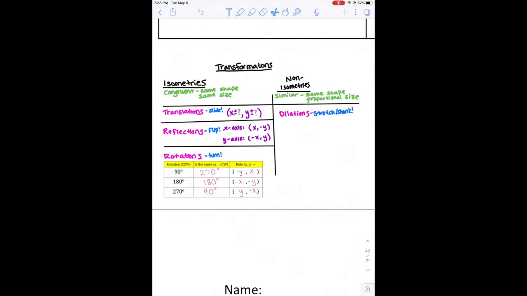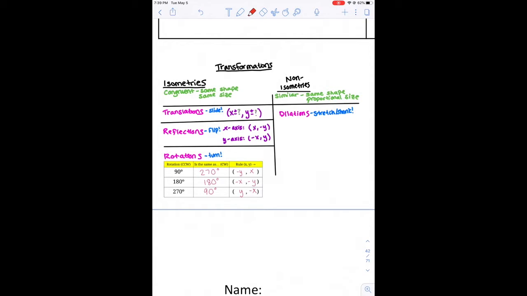Hey everybody, we are going to continue with some rotation practice today. I have the rules pasted into this chart. We know that a 90-degree rotation is the same as a 270-degree counterclockwise. So we'd have to convert it to 90 degrees. And we see the rule.